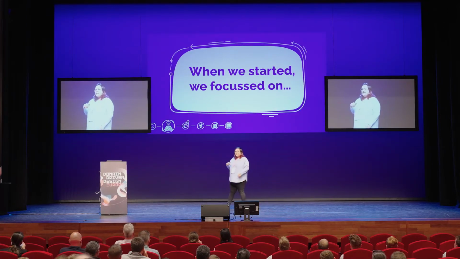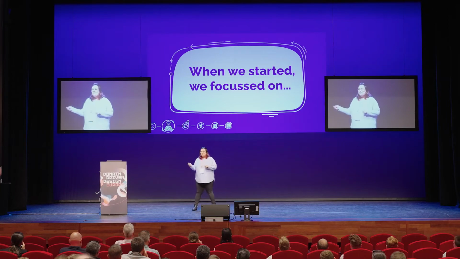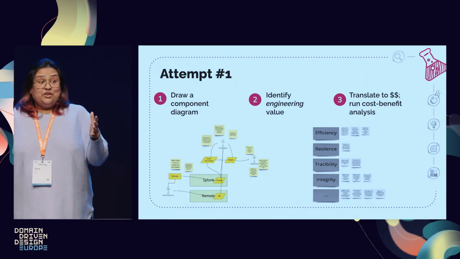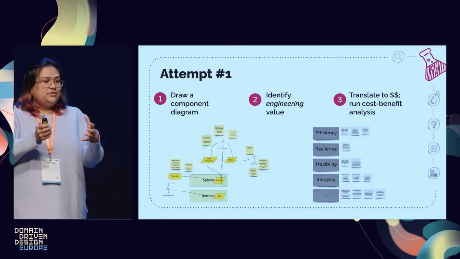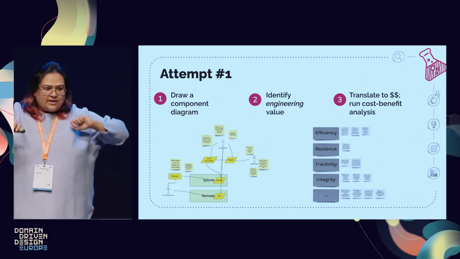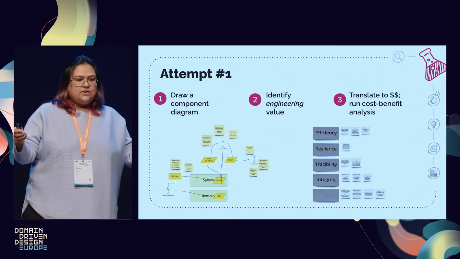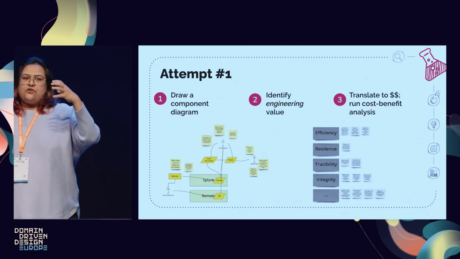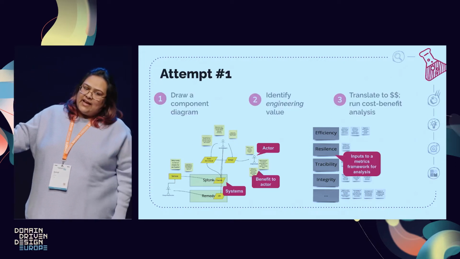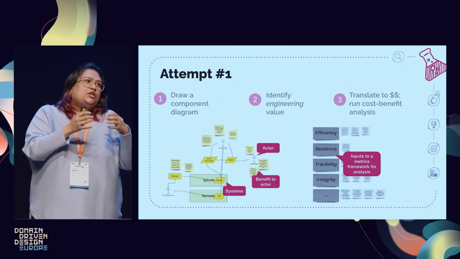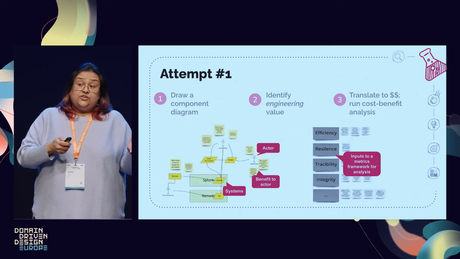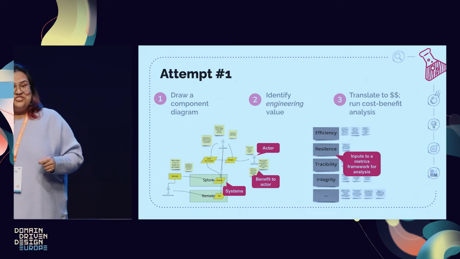Therefore, very naturally, we did not start thinking about business risk. And where we started was with component diagrams, because our goal was observability, right? That's what we were thinking about, and that's the only goal that we had on our radar. So we started with one. We thought we'd draw a component diagram for every control. We'd identify what the engineering value is. We'll translate it to some sort of a metrics framework, run a cost-benefit analysis, because that should get us to the right approach.